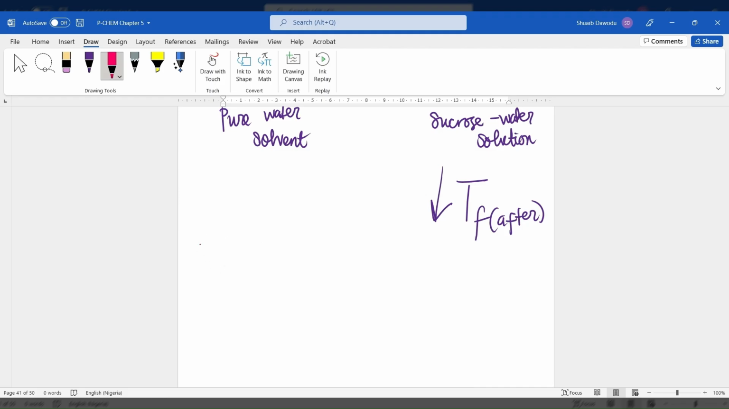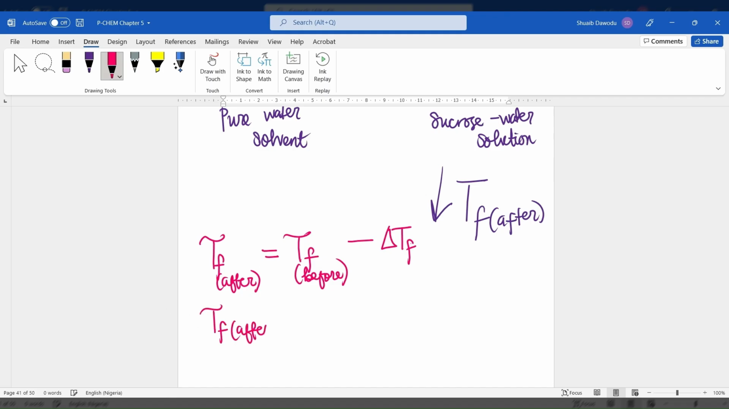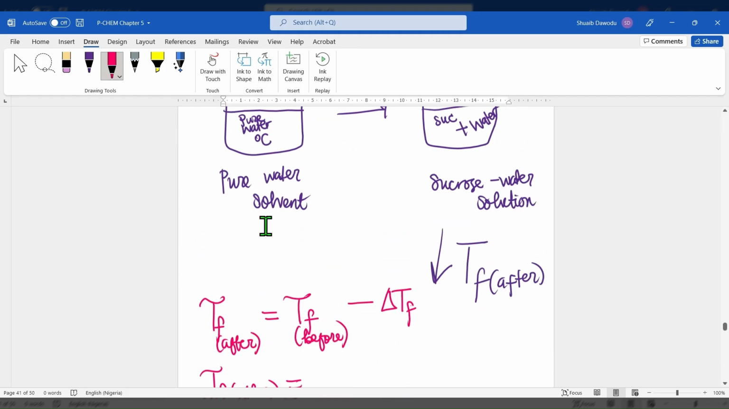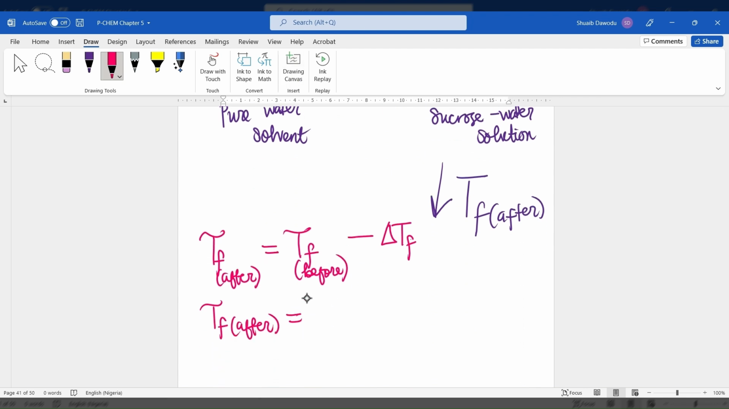So therefore, the temperature of the freezing point after mixture has occurred is simply going to be the temperature of the freezing point before mixture, the freezing point value of the pure solvent, minus the change in temperature, or change in freezing point, whatever you want to call it, change in T sub F. So what is the freezing point of the pure solvent? We have water here, that's 0 degrees Celsius.